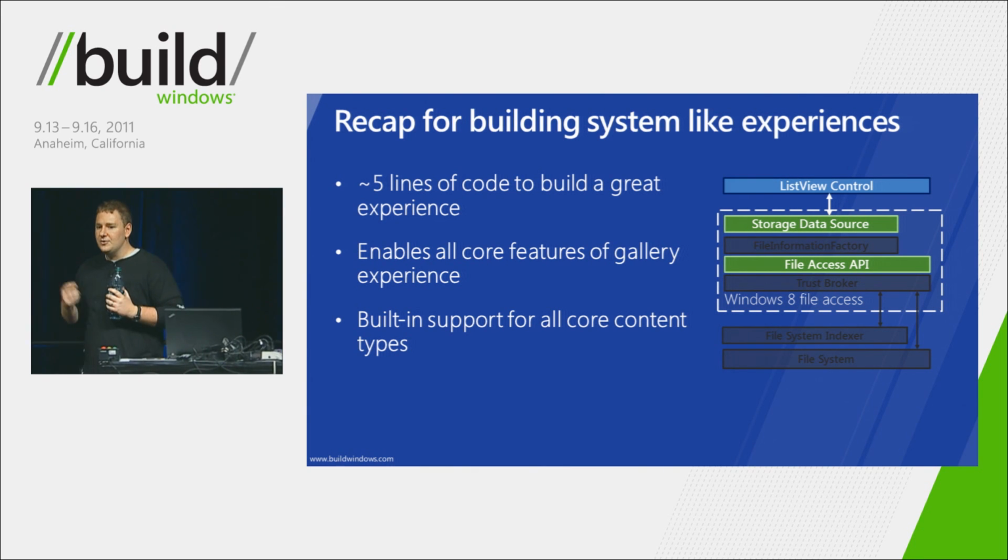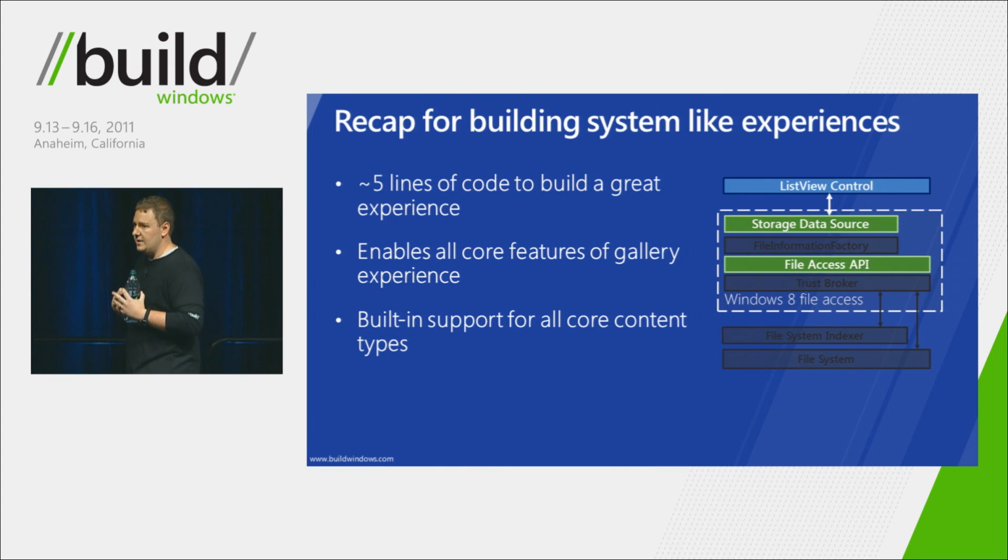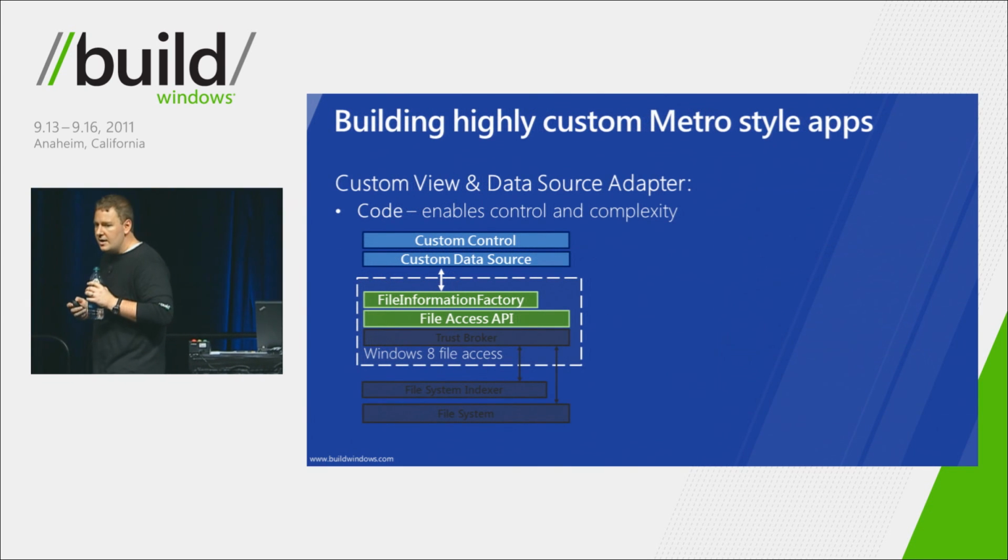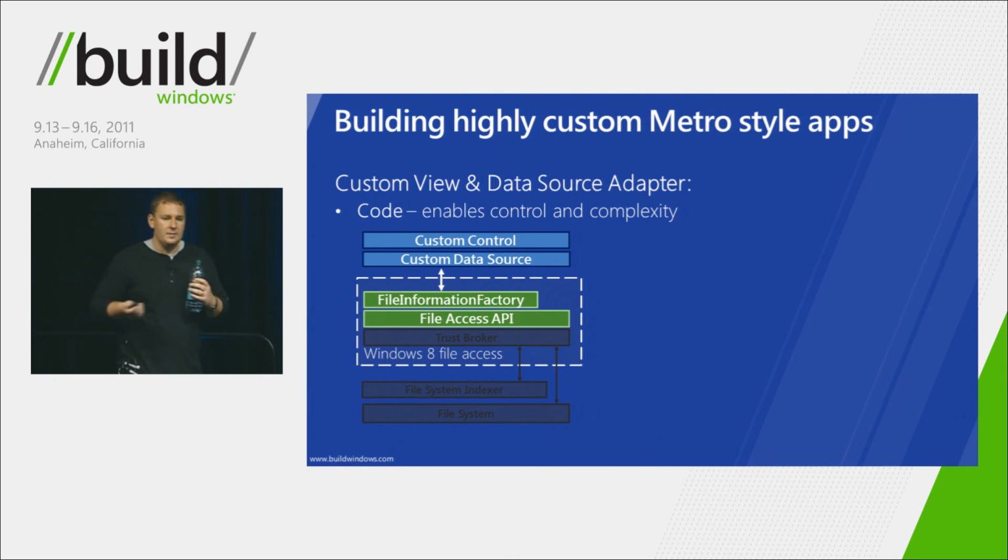Next, it really enables all the core features of a gallery experience. It does views, it does content, it does mirroring, it does fast scrolling, it even supports search. And we've really done a lot to support all the built-in content types that are important to the most common experiences. Now, there is one other type which I'm going to talk about a little, and this is all about using a custom control and a custom data source.